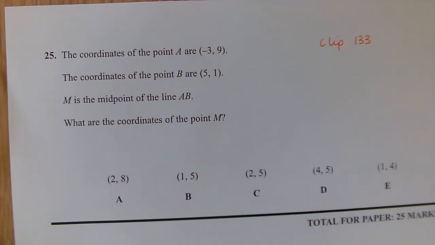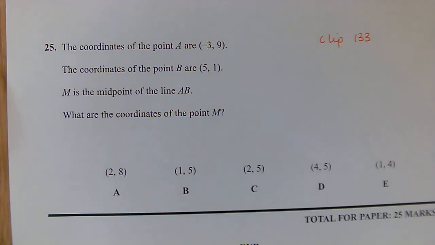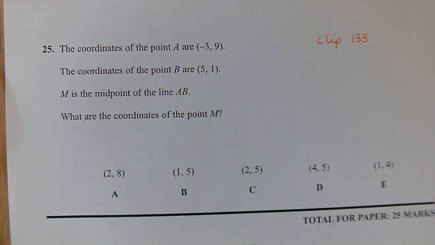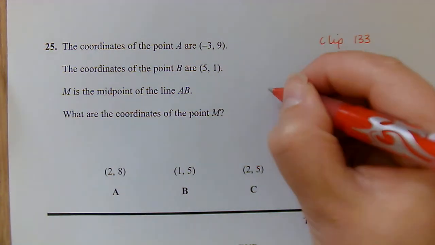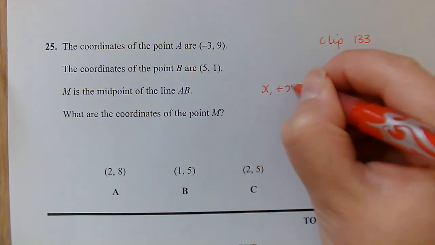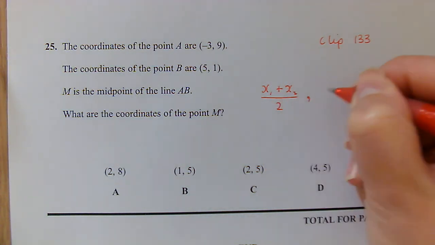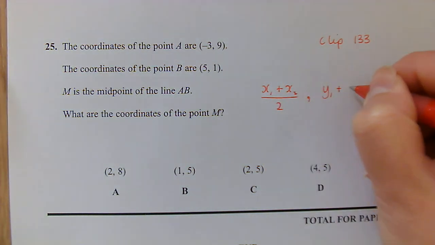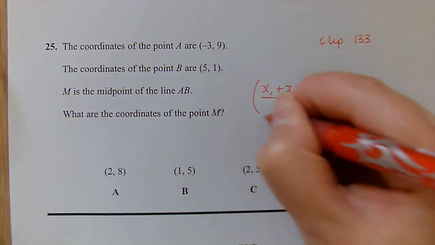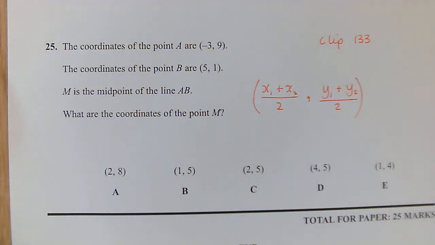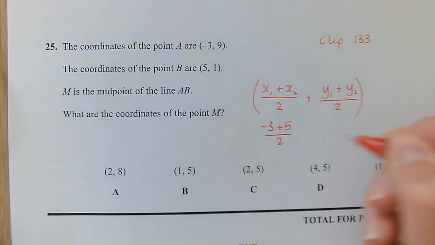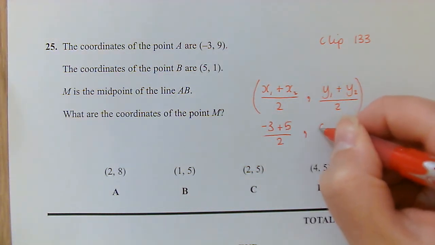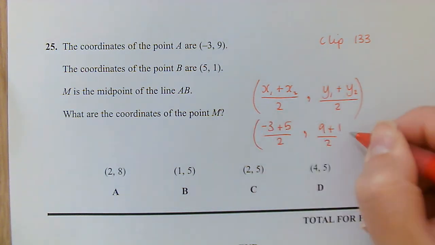And then finally, question 25, we've got the coordinates of A are -3, 9. The coordinates of B are 5, 1. M is the midpoint. What is the midpoint? To find the midpoint, we're adding our two x coordinates together and dividing by 2, and adding our two y coordinates together and dividing by 2. So we end up with -3 plus 5 divided by 2, and 9 plus 1 divided by 2.